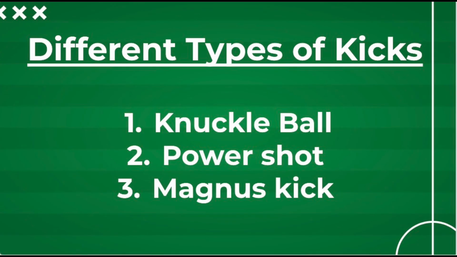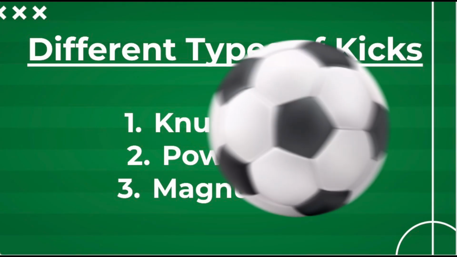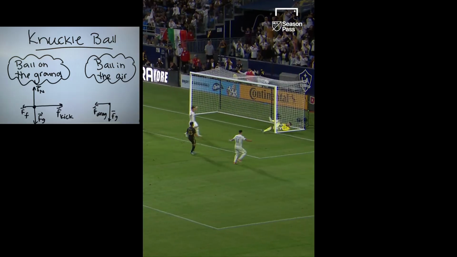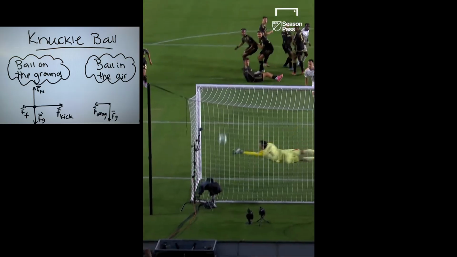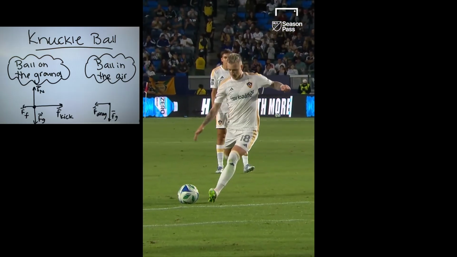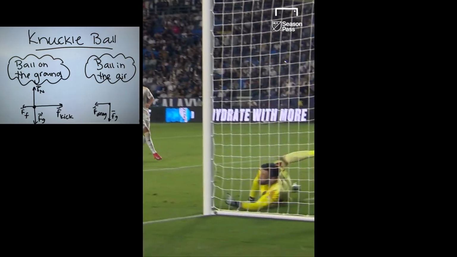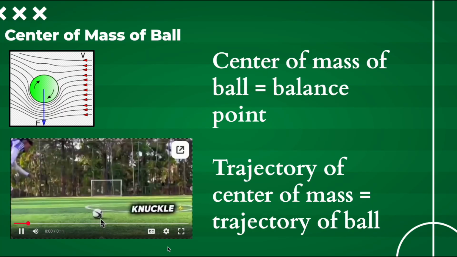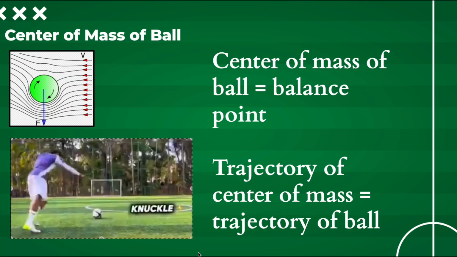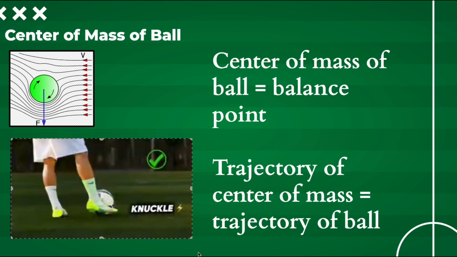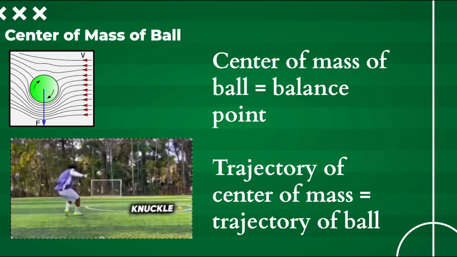Next, we're going to teach you about different types of kicks that you can do. When you want to make the path of the ball unpredictable, you should do a knuckleball shot because it minimizes friction in the air, causing air forces to act unevenly around it. The way you execute this shot is by hitting the ball at its center of mass, since the center of mass is the ball's balance point. Therefore, if the center of mass is not rotating, the ball won't rotate in the air.